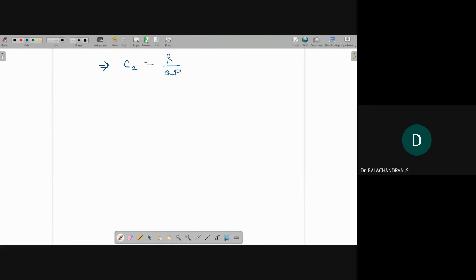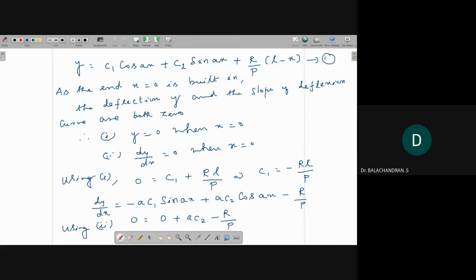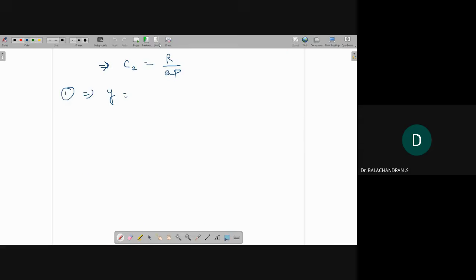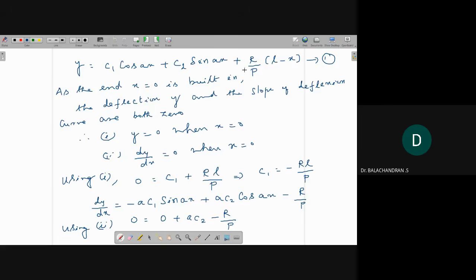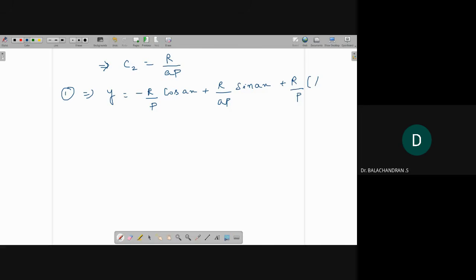So this implies equation 1 implies, now I'm going to substitute the value of c1 and c2. So c1 is minus R by P, minus R by P into cos ax, plus c2 is capital R by aP into sin ax, plus R by P into L minus x. I call this equation number 2.